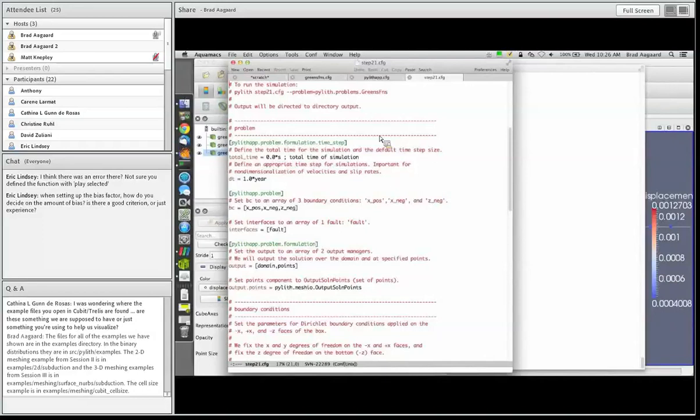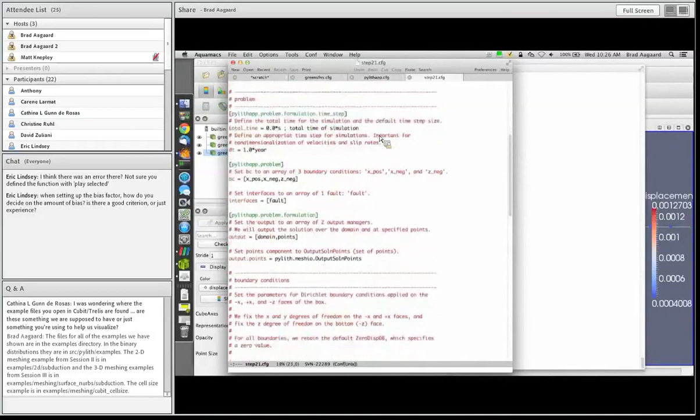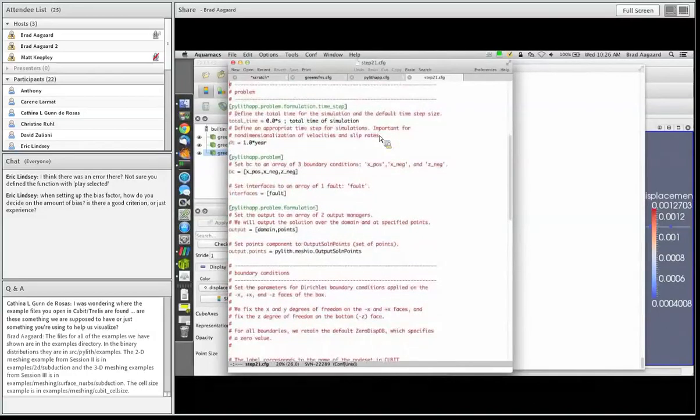Boundary conditions: we're going to put zero displacement boundary conditions on our favorite three boundaries, the positive x, negative x, and negative z roller boundaries. Again, we have one fault. Here we're not going to do subdomain output. We're just going to use the domain and points. For our points, we again use output solution points. Here are our Dirichlet boundary conditions. On x positive and negative, we constrain the x and y degrees of freedom. On the bottom, a roller boundary condition, no vertical displacements.